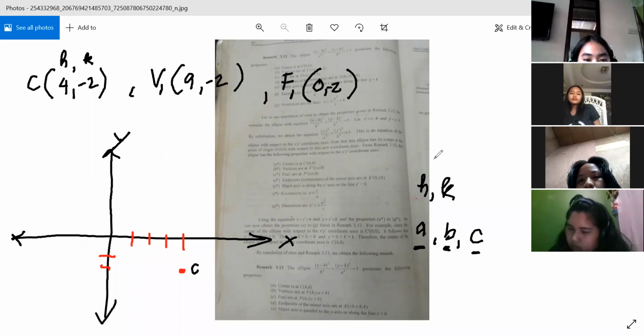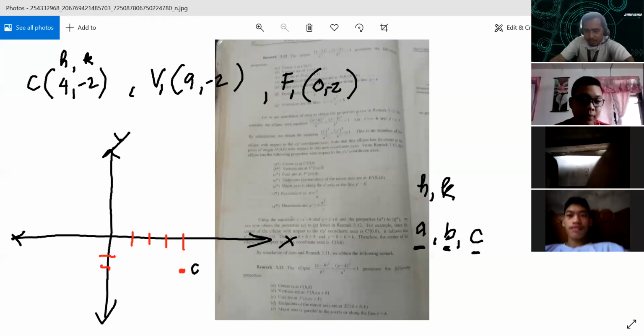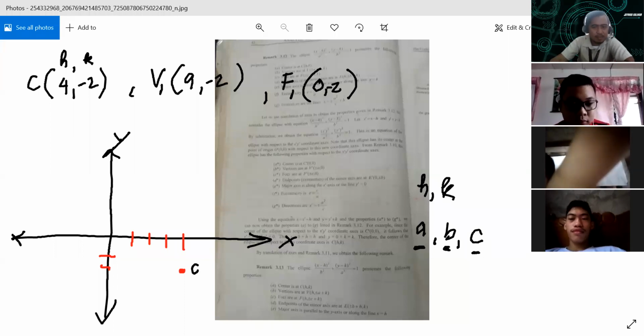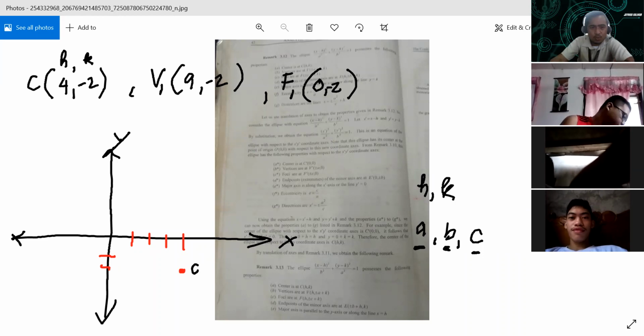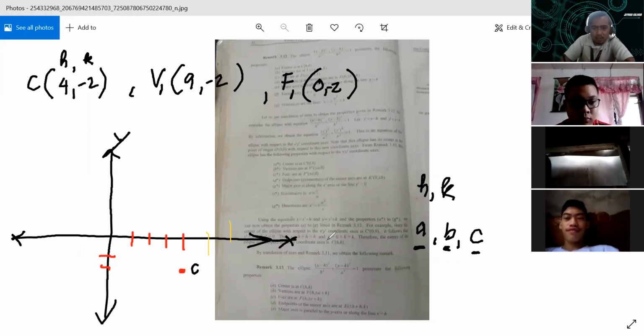Can I ask Galukan, kindly plot the vertex 1. Vertex 1. 9, -2. Ito ni-extend gamay, no? Extend na ito na gamay. Wala space.